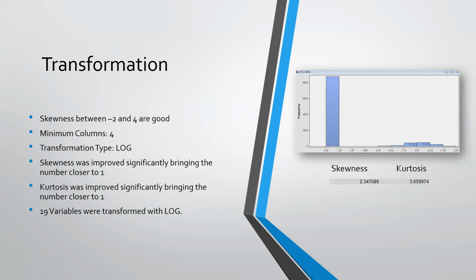For the transformation, we established the skewness range of good variables between -2 to 4, which means that they do not need to be transformed. The minimum columns in the graph had to be at least 4, and the transformation type was set to log. Overall, 19 variables fit the criteria to be transformed within the transformation process. To the right, we see the same graph after the transformation with a significantly improved skewness and kurtosis.